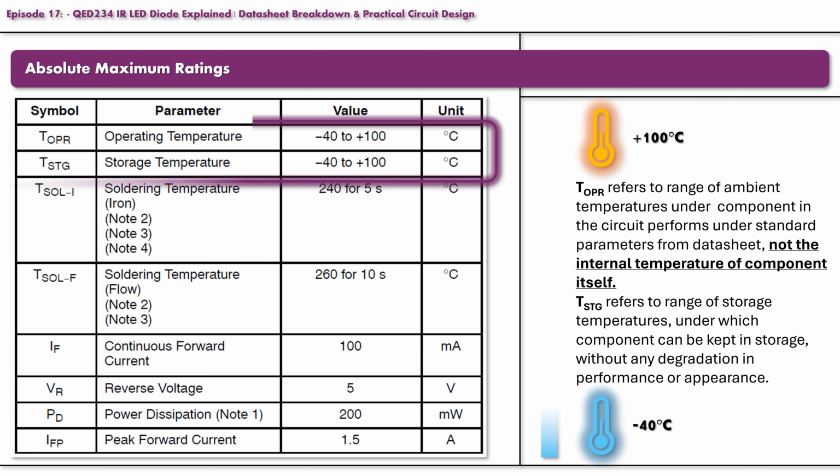The first two parameters define operating and storage temperature conditions. The operating temperature specified in the datasheet refers to the range of ambient temperature, surrounding air or environment, in which the electrical component operates. This is not the internal temperature of the component itself.